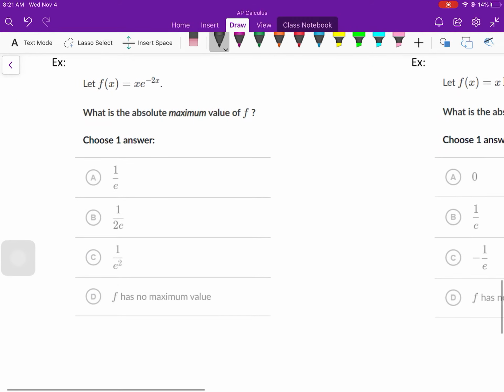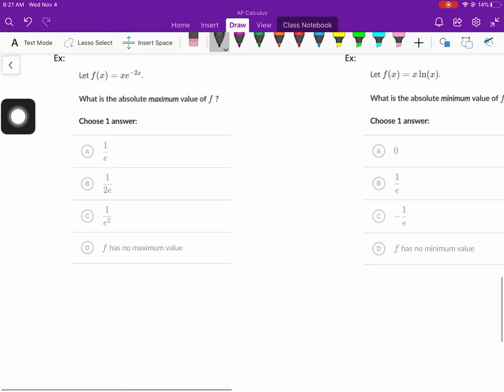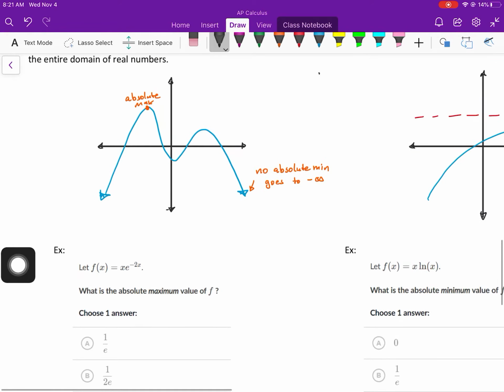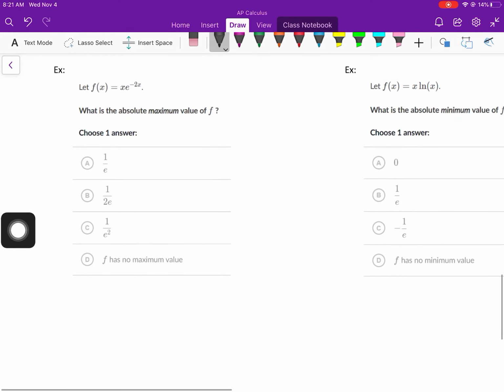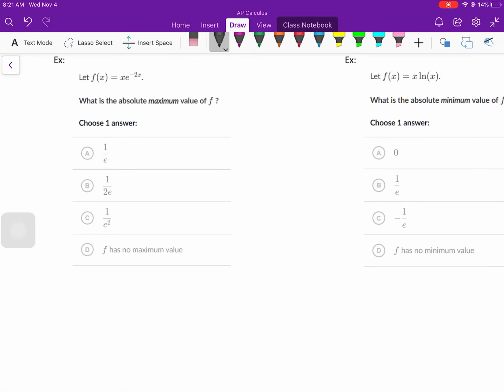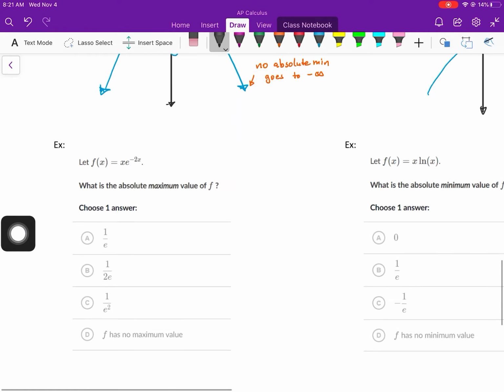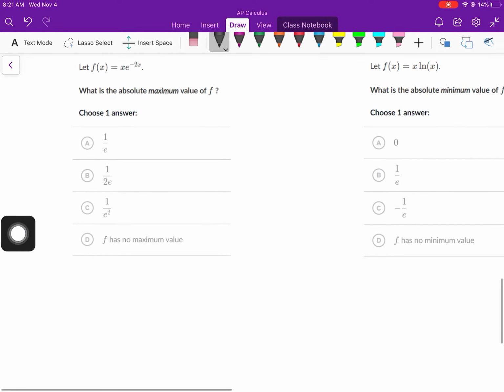So here's our first one. We're going to find the absolute maximum of f in this problem. I'm going to go ahead and go through the product rule. Notice they do have this, f has no maximum value. That would be the case if the graph just continues to go upward. But we're going to see. Maybe it has that horizontal asymptote and allows us to find that maximum, or maybe it's just going down to negative infinity on both sides and allows us to get that absolute maximum.